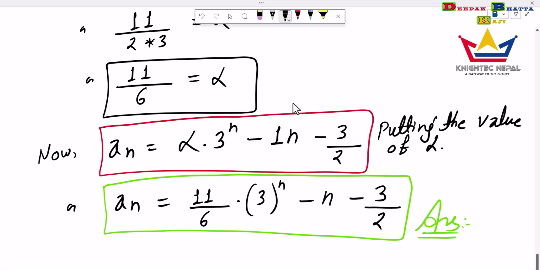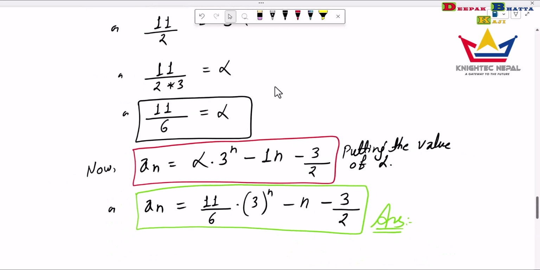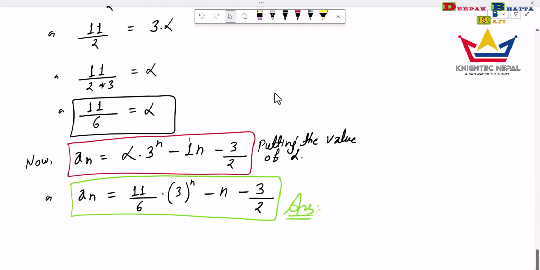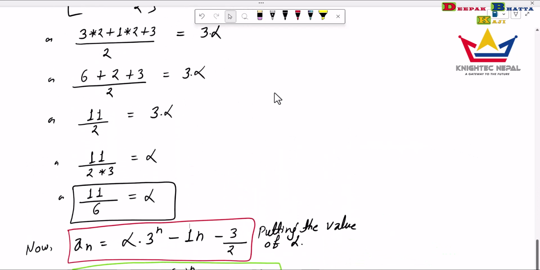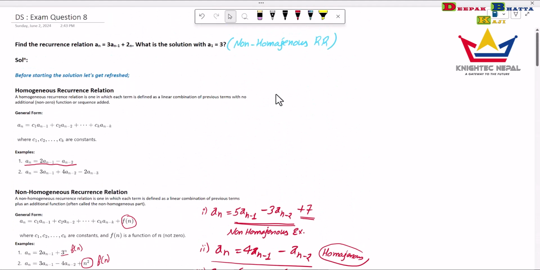So this much for today. So hope you like it. So please make a note and write it down. So from the beginning I will show you all the things. First of all, we need to understand what is homogeneous recurrence relation, non-homogeneous recurrence relation.